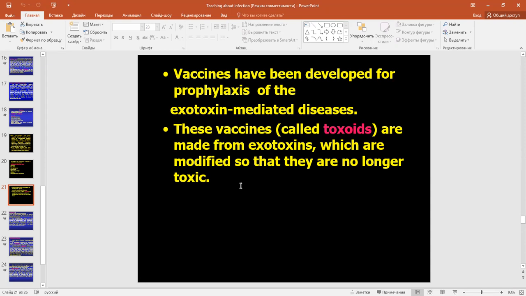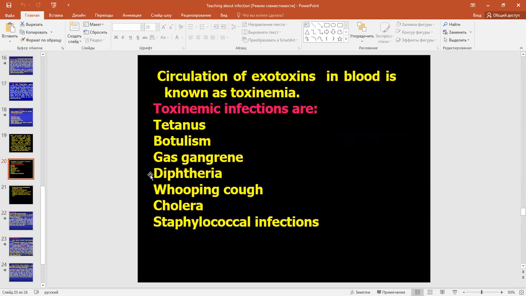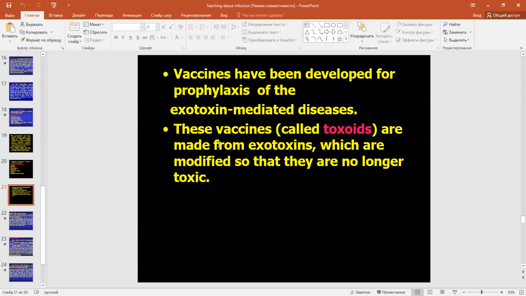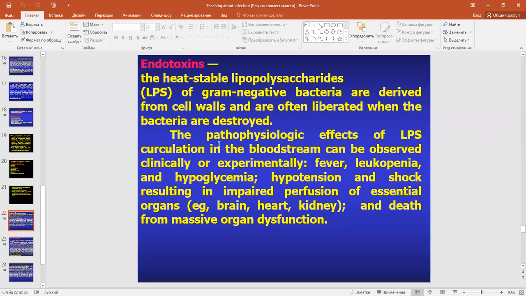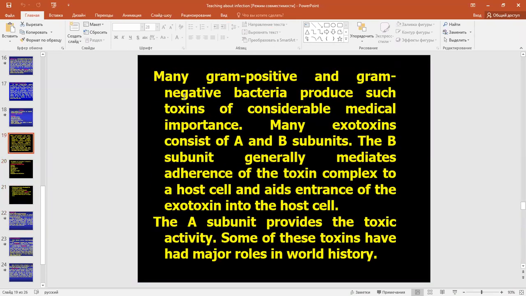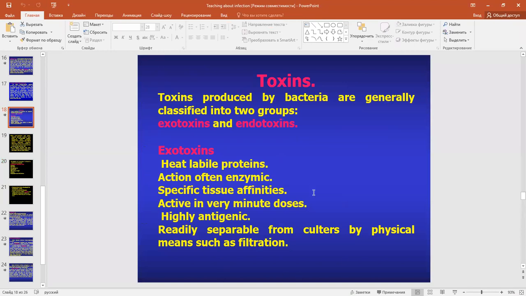It is named toxoid, and it is used for vaccination against these 7 diseases: tetanus toxoid, botulism toxoid, for gas gangrene 3 toxoids are produced, and different species: diphtheria toxoid, whooping cough toxoid, cholera toxoid, and staphylococcal toxoid. Toxoids are used for specific prevention. Pharmaceutical faculty students, you should know preparations better than other students. Okay, so there are properties of exotoxins. You should learn them by heart.